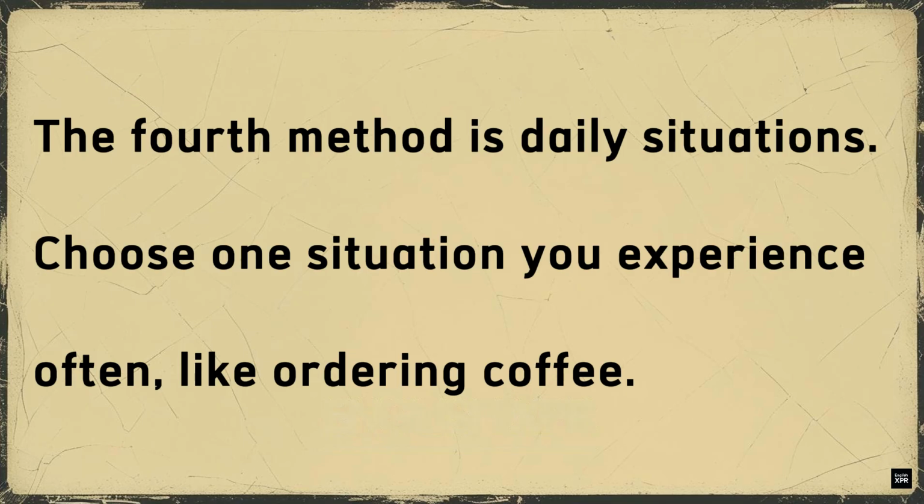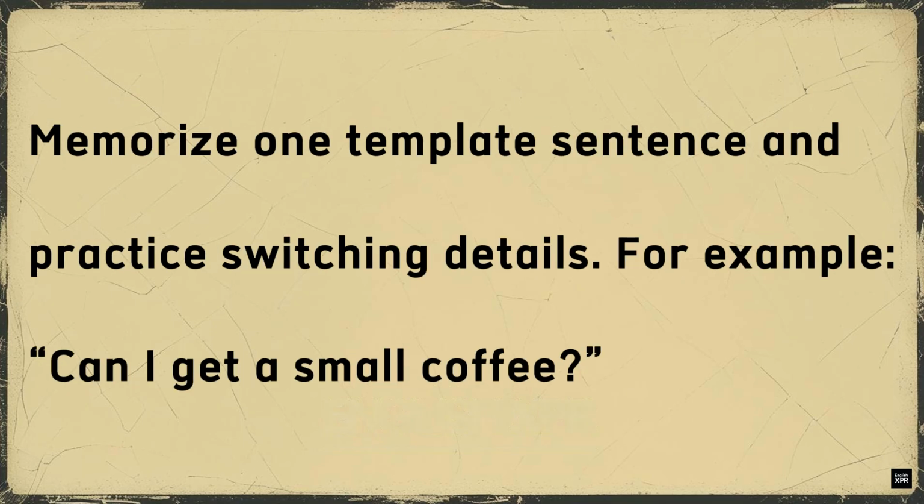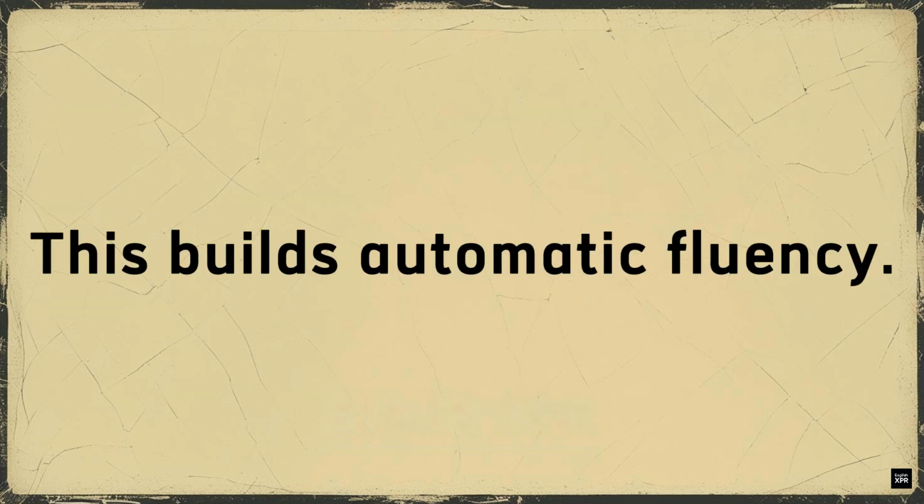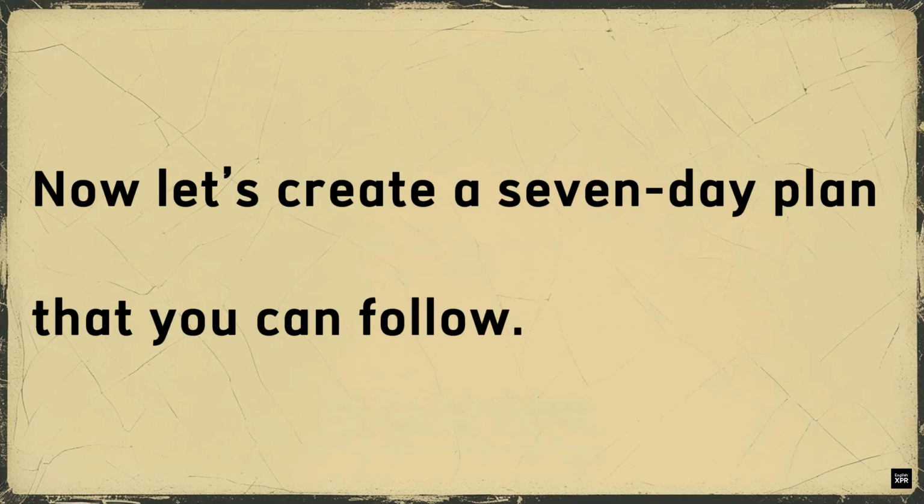Choose one situation you experience often, like ordering coffee. Memorize one template sentence and practice switching details. For example, can I get a small coffee? Switch to, can I get a large tea? Or, can I get a cold juice? When you practice switching details, you don't translate word by word, you think in blocks of English. This builds automatic fluency. Now let's create a 7-day plan that you can follow.